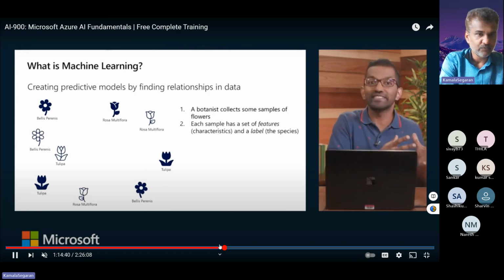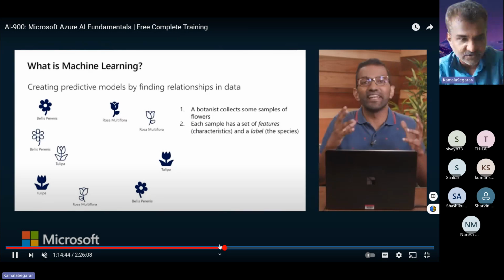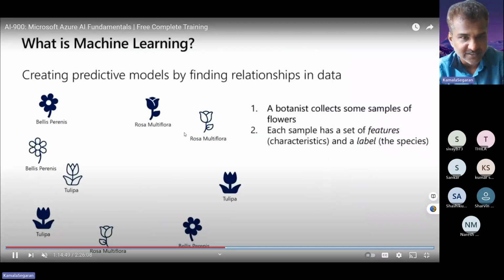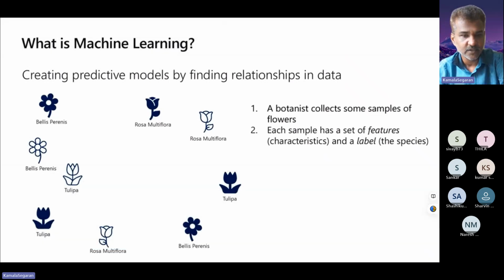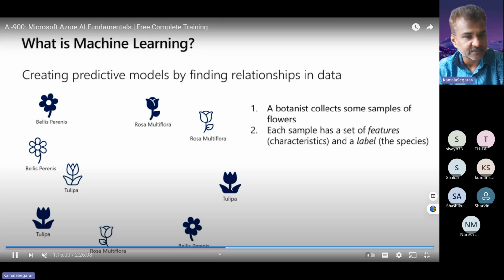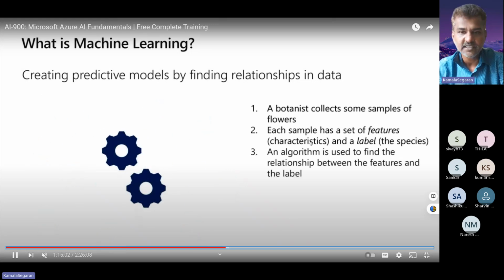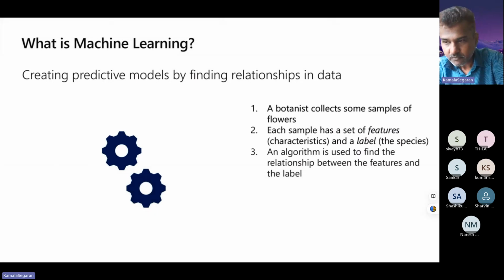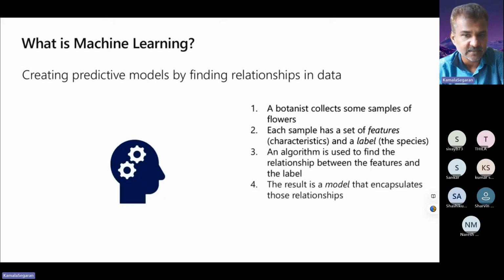So when I look at a drawing like this, most of the time we all know this is what? It's a rose, right? And then another diagram that is very famous is tulips. So with this information, the system creates a kind of algorithm or formula, which is used to find the relationship between the features and the labels. The result is a model that encapsulates those relationships.